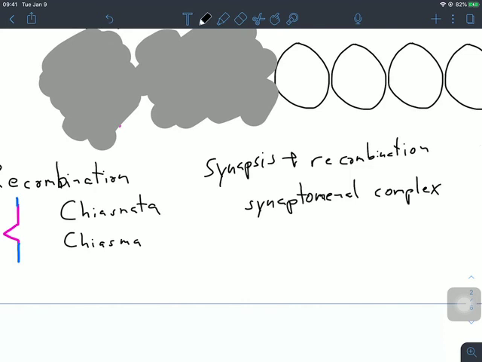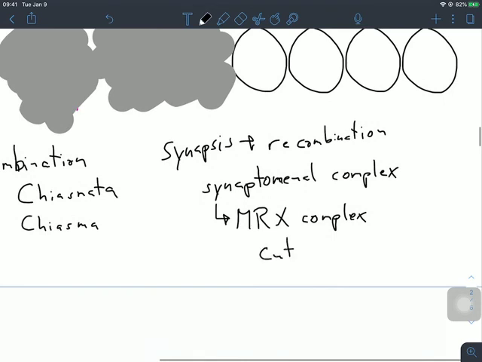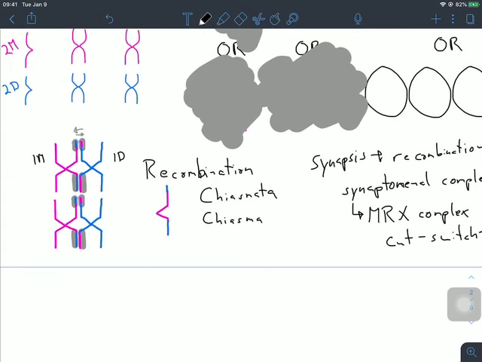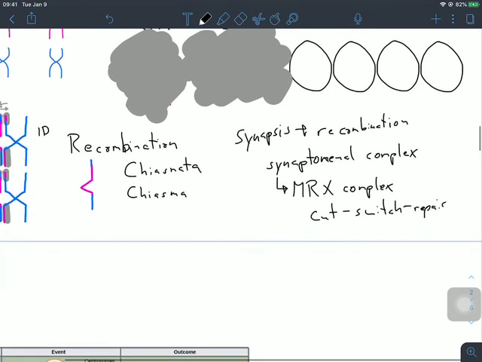you have a series of proteins. And proteins, unfortunately, have another name. They are the MRX complex within the synaptonemal complex. This MRX complex is actually what's going to cut, switch, and repair the broken sets of DNA. That switching over occurs because of this MRX protein complex.